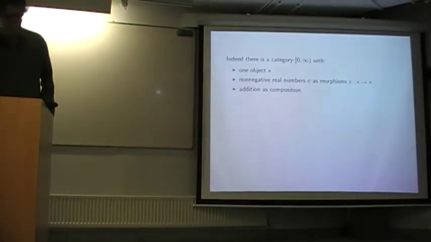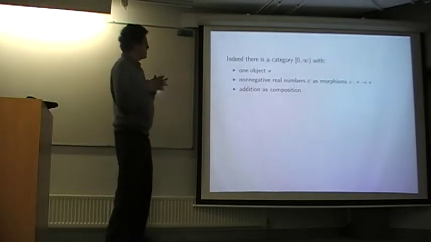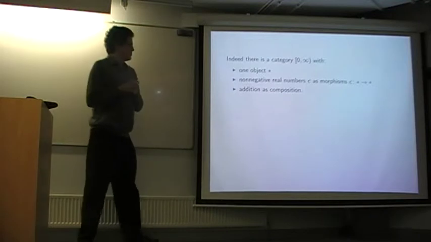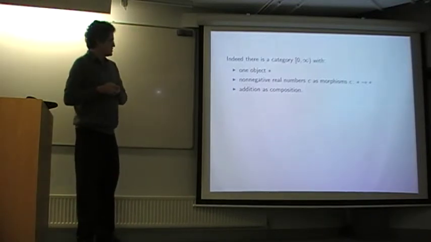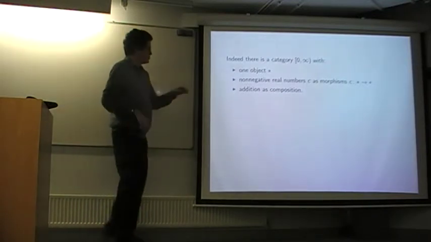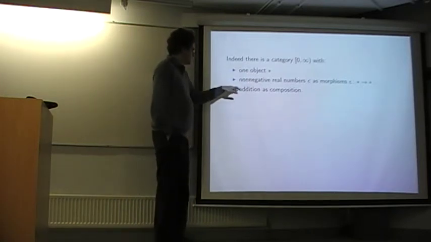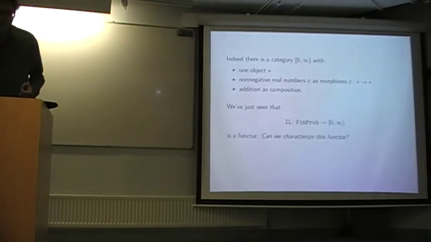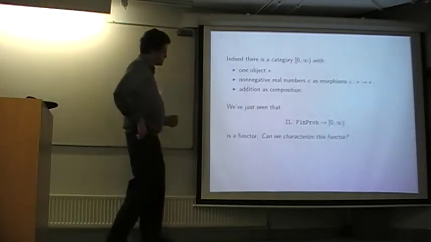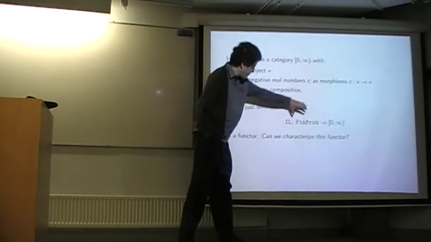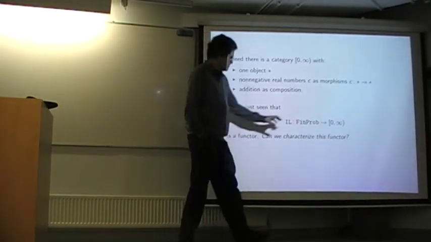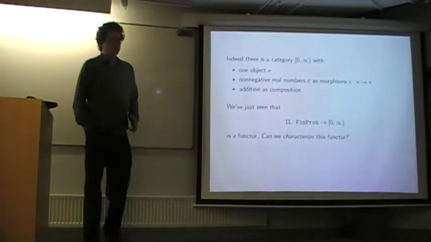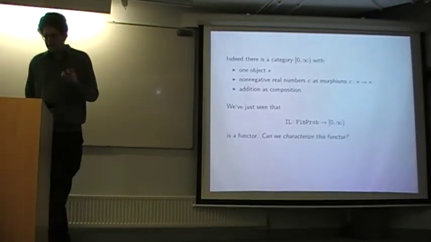So here it is. There's a category that has just one object. Don't ask what it is, so I'll just call it star. But the meat is the morphisms from that object to itself, which will be the non-negative real numbers, and addition is composition. And so what we're getting is that information loss is a functor from finite probability measure spaces to this category.